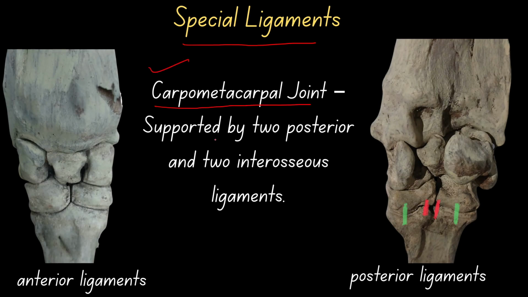Then you will also find special ligaments at the carpometacarpal joint. Here it is supported by two posterior and two interosseous ligaments. These two are the posterior ligaments and these two are the interosseous ligaments.